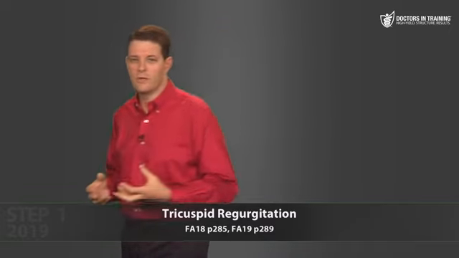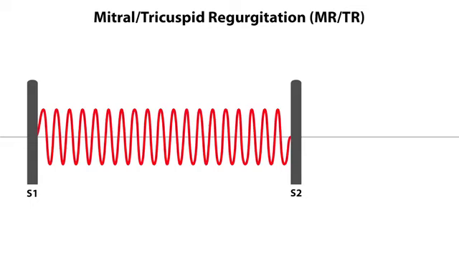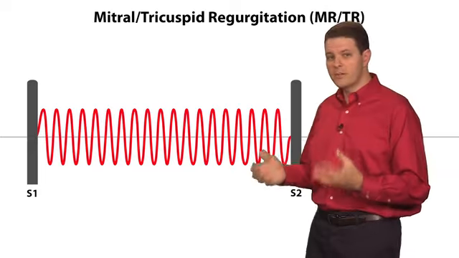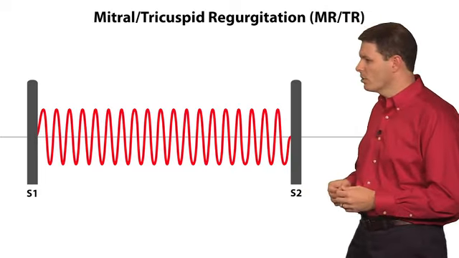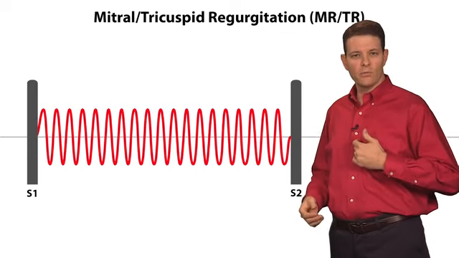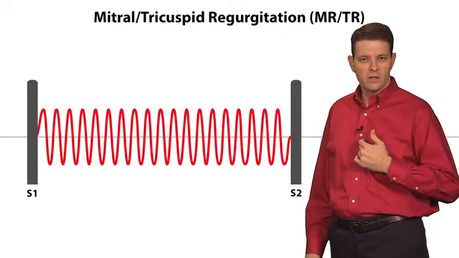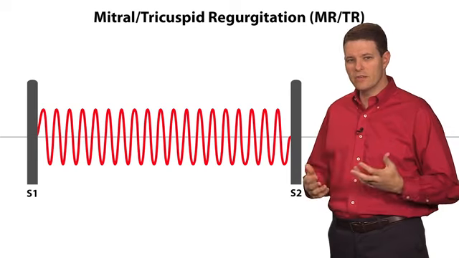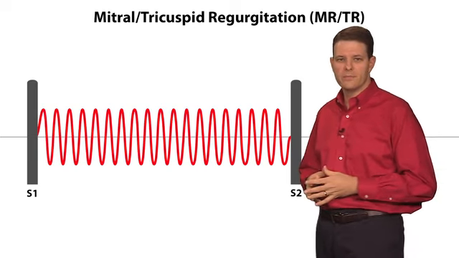Let's talk about tricuspid regurgitation. The murmur of tricuspid regurg is very similar to the murmur of mitral regurg because the tricuspid valve is the right-sided equivalent of the mitral valve. So like mitral regurg, tricuspid regurg is a holosystolic murmur, and it's heard loudest in the tricuspid area, in the left lower sternal border, in the fourth or fifth interspace. So it's very important to listen in different areas and decide where the murmur is loudest.